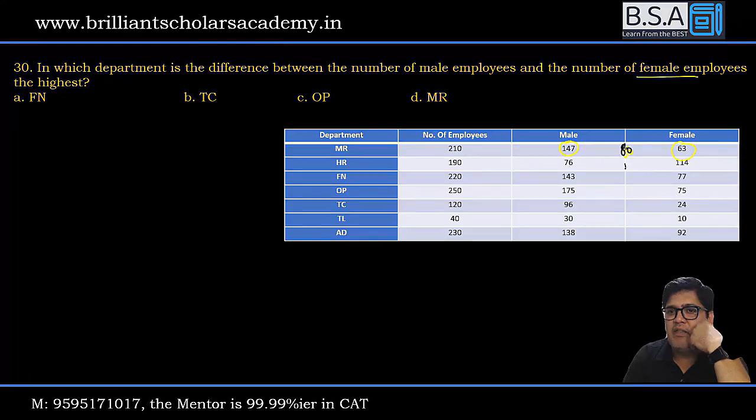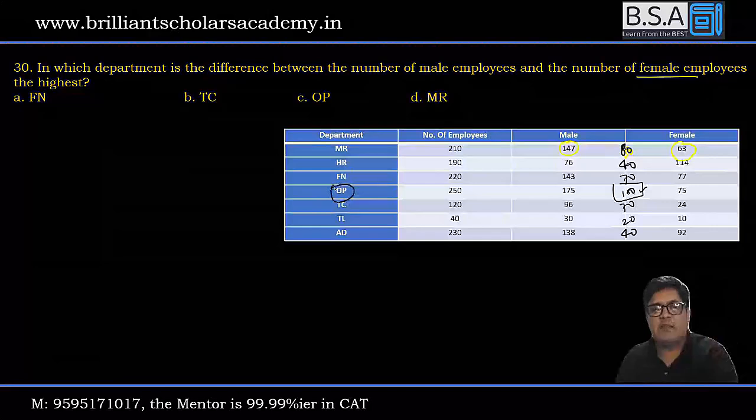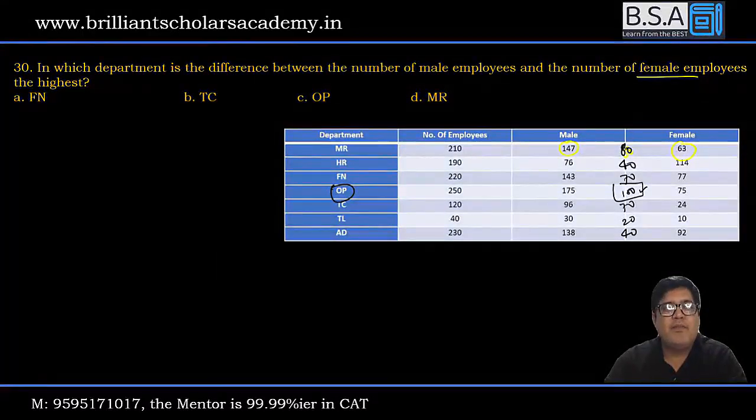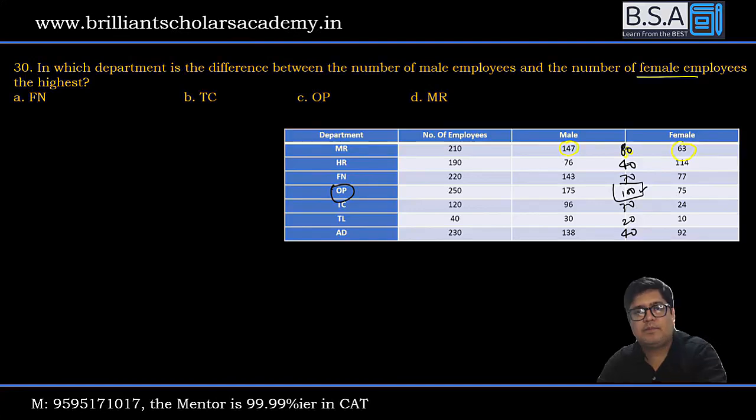How much difference do I have? Roughly 40. Roughly 70. Roughly 100. I have difference of close to 70 values, 20 values, and here I have 40 values. Other differences are very far apart. The only one with the highest difference is OP. Nobody is anywhere close, so you can pretty much answer verbally. OP. The difference is highest for OP. Probably operations. I do not know.